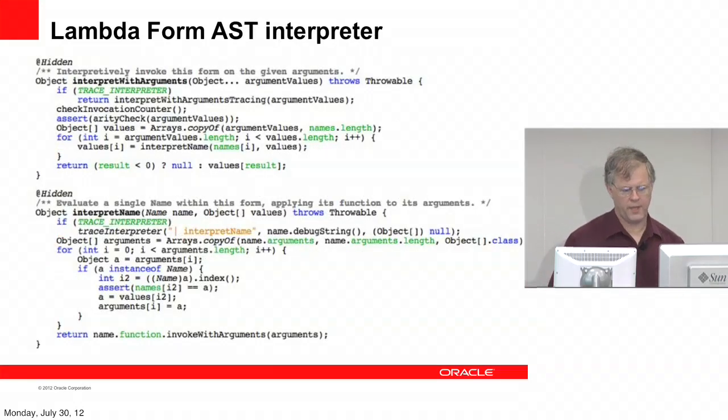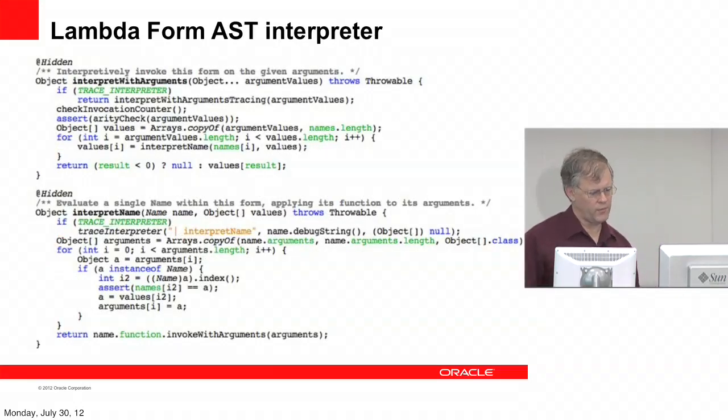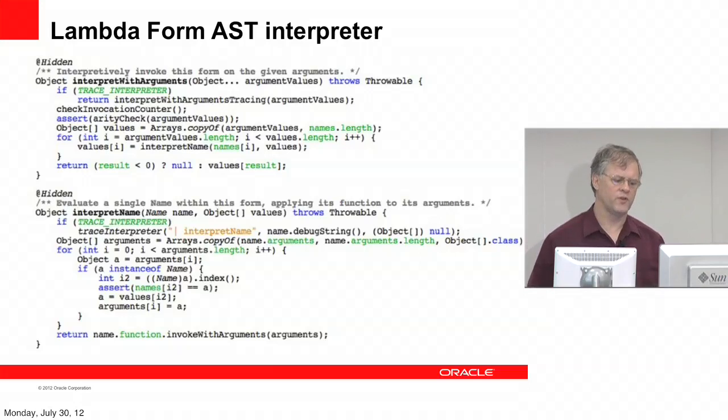So here's that big page of code again. To step through it, when you first enter a Lambda form, you make a copy of the incoming arguments, but resized to be the length of all the names, both formals and expressions. And then you walk through them, starting with the first expression. You don't need to walk through the formals. And you interpret each name in turn and plug its value into the saved values.